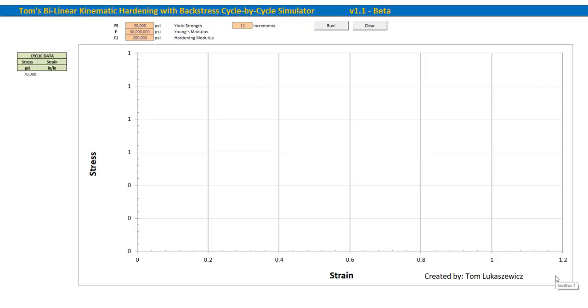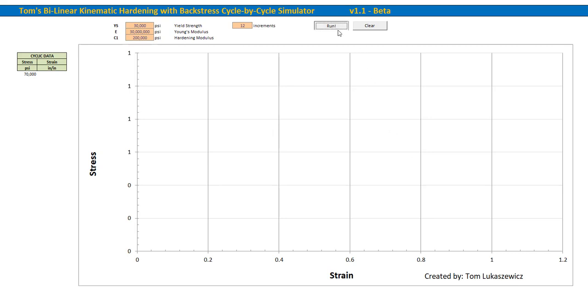Hey, thanks for joining. I'll be giving a quick little demonstration of this tool that I wrote in Excel VBA, which is handy for simulating some cyclic behavior. This particular program is written in Excel VBA. It uses a bilinear kinematic hardening model, utilizing the backstress to kind of keep track of the yield surface throughout space. If that means nothing to you, that's fine. I'll explain some of those things as we go along, and hopefully it'll make a little bit more sense. So why don't we jump right in.